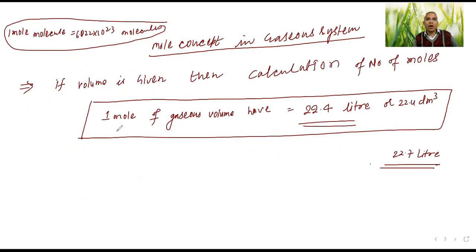So 1 mole of gaseous volume has 22.4 liter or 22.4 decimeter cube. This is our basic.